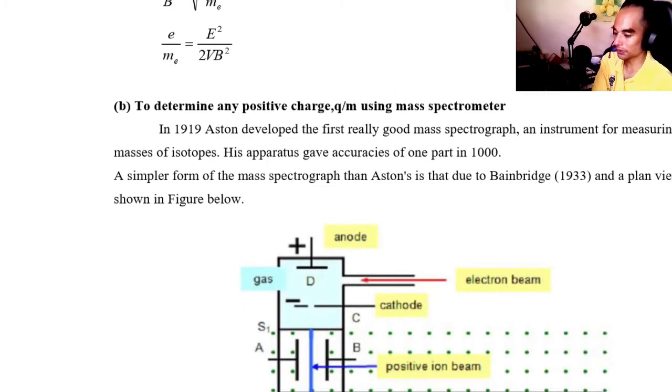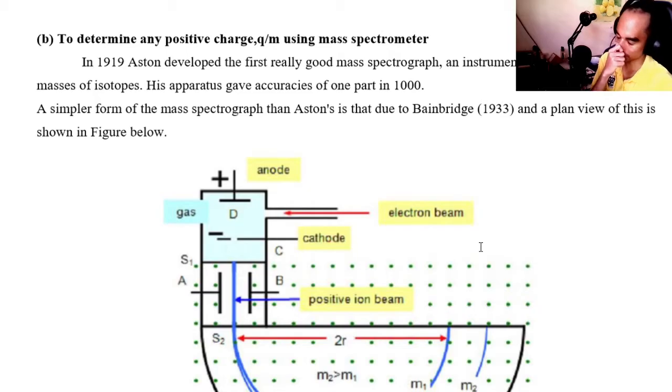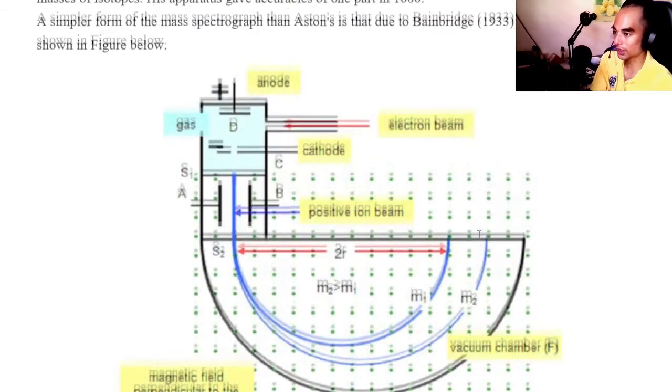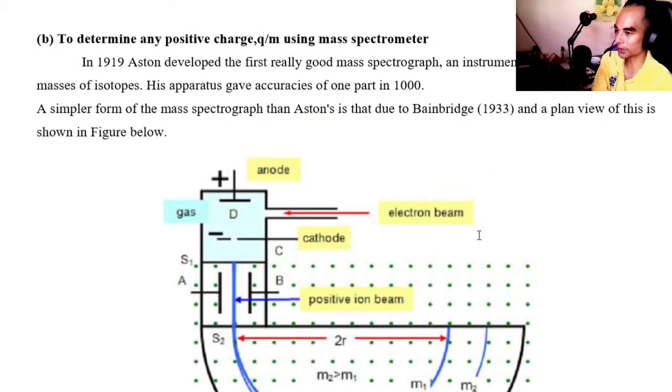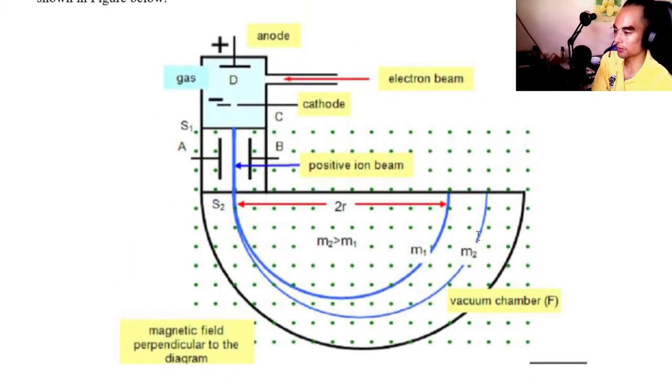Determine any positive charge Q, M using a mass spectrometer. This one I think is in your chemistry sem 1. They already introduced you with this apparatus, the mass spectrometer, where particles are isolated in the anode, go to the cathode, and then by the difference in mass, some will be deflected with lower R, some will be deflected with higher R.